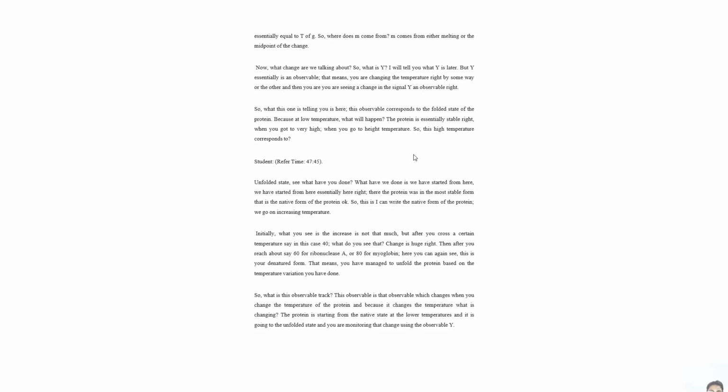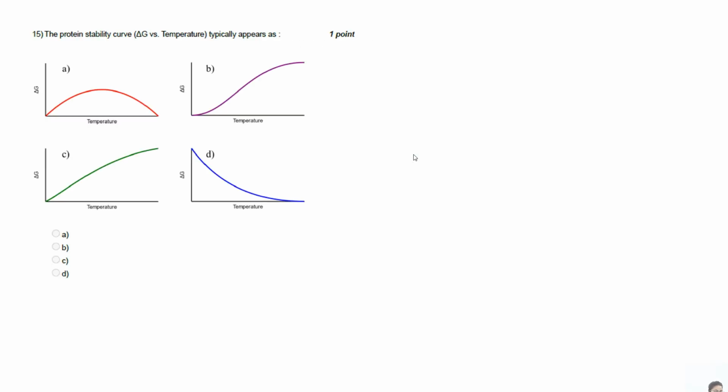We won't get into too much of this in this course. If you want, you can go and check out the actual lecture by Professor Pramit. So what we started with was the question, which one is the proper protein stability curve and how does it appear. The plot is typically an inverted parabola, as I said, inverted U-shaped. As you can also see, the right answer is this one.